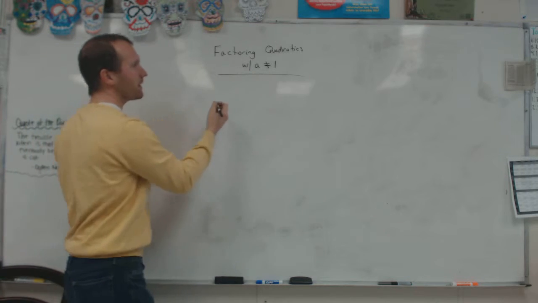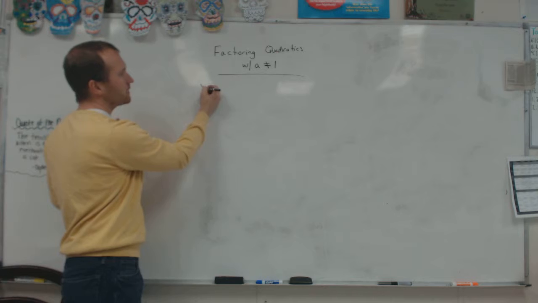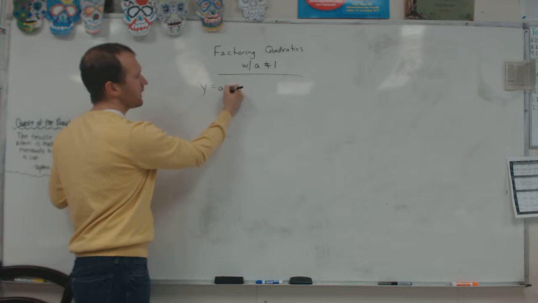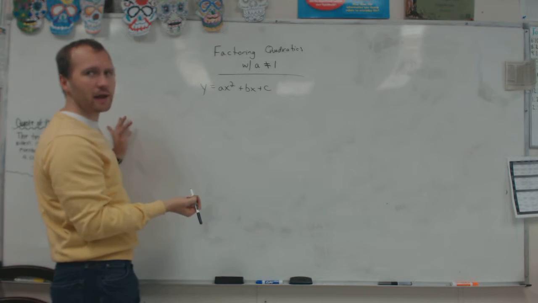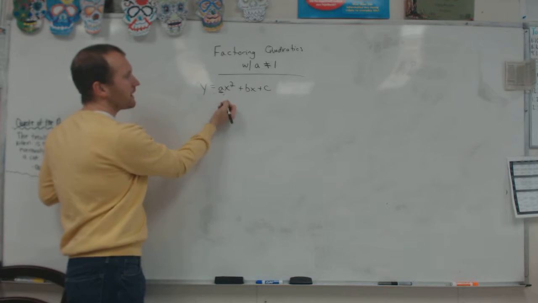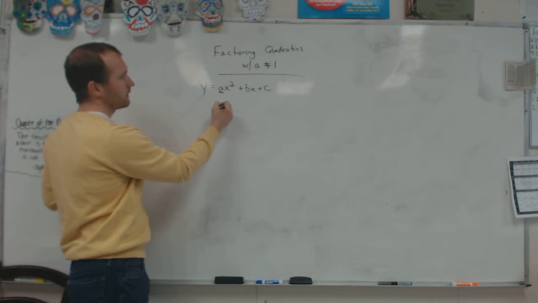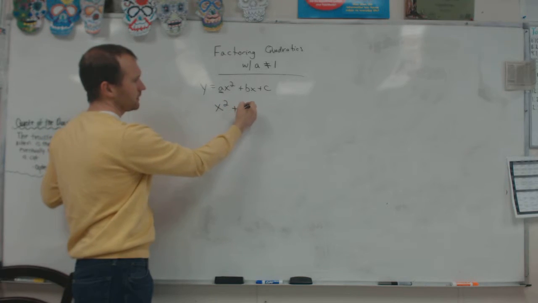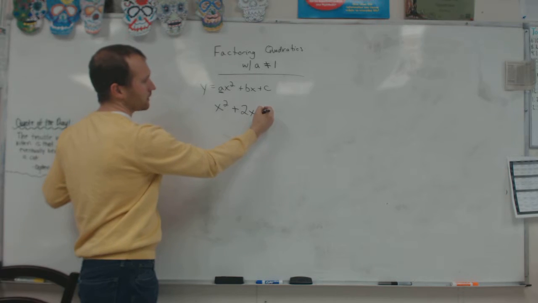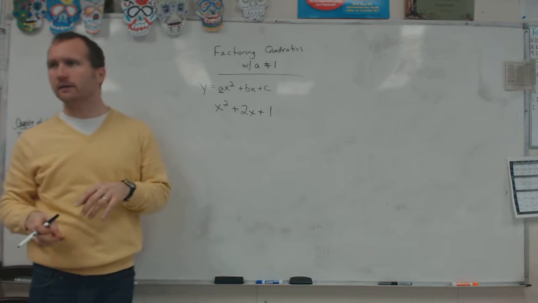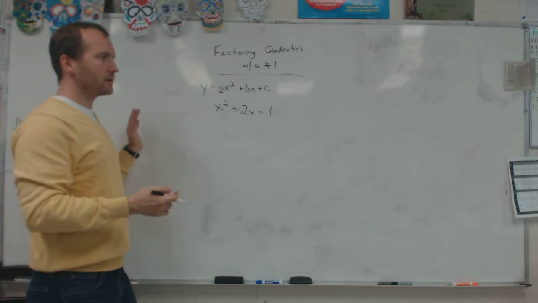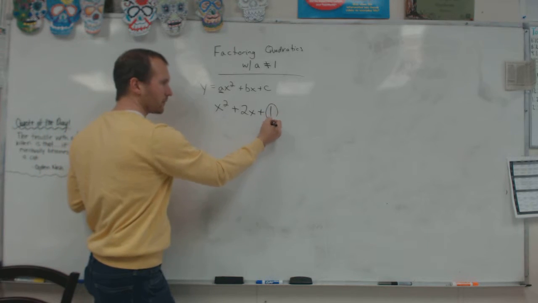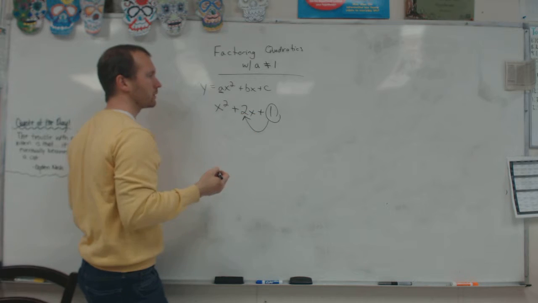So just to be clear what I mean by this, when we talk about a quadratic equation, we usually write it in the form y equals ax squared plus bx plus c. You guys are pretty good now at factoring quadratics when a is 1. So a quadratic like x squared plus 2x plus 1, something like that. These are simpler because you're just looking for factors of this number that add up to be this number.